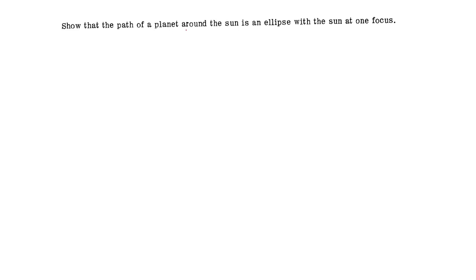Show that the path of the planet around the sun is an ellipse with the sun at one focus. So that is the next task we have to do. So we have to make the plot again. We have the sun here. The planet moves in this path.